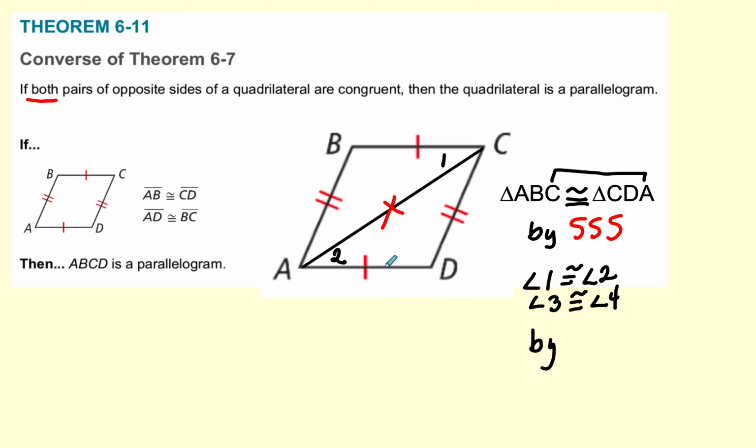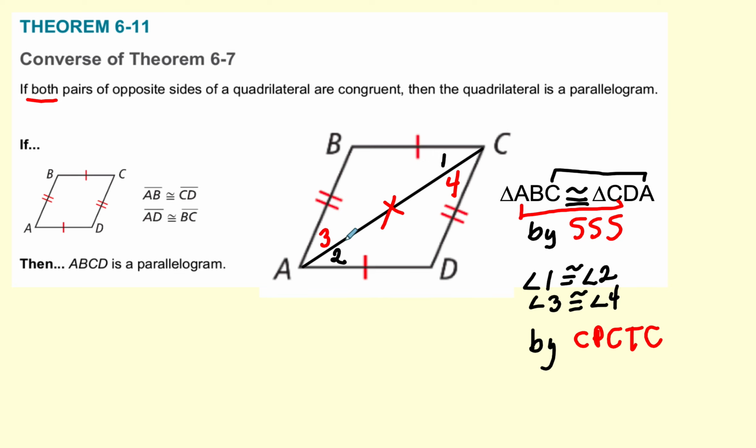Once the triangles are congruent, I can get angle 1 congruent to angle 2. Remember that angle 1 is from angle C, and it goes with angle A in the other triangle. Angle 3 and angle 4 will also be congruent. Same reason. Angle 3 is this, angle A, and it goes with C in the other triangle. And these will be congruent by CPCTC. Corresponding parts of congruent triangles are congruent.